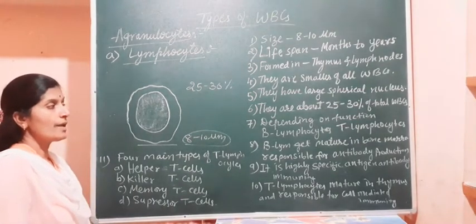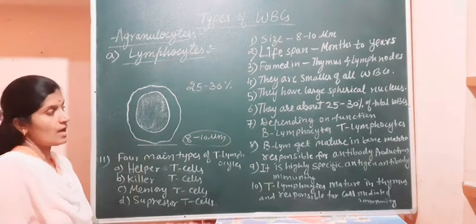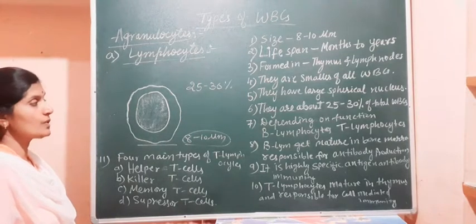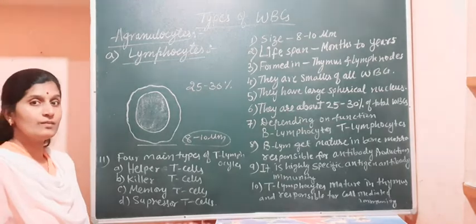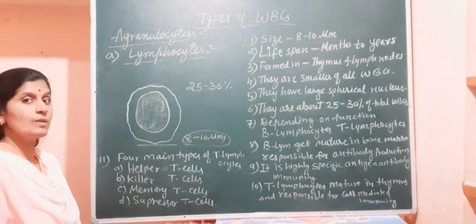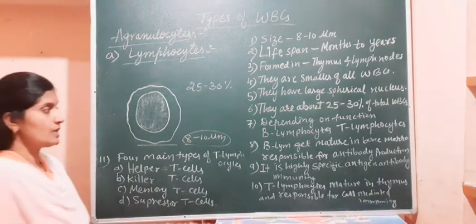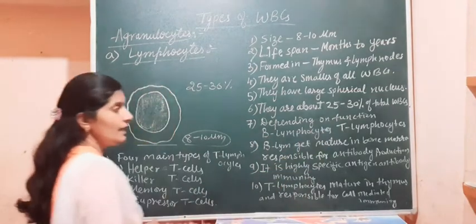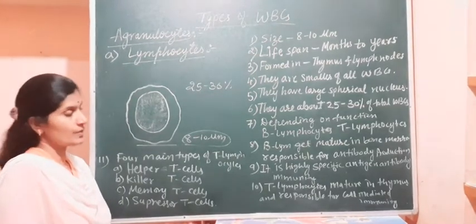Depending upon their functions, these cells are divided into two types. These lymphocytes are divided into two types on the basis of their functions, meaning they have different functions. On the basis of that, they have been differentiated into two types. First one, B lymphocytes, and second one is T lymphocytes.